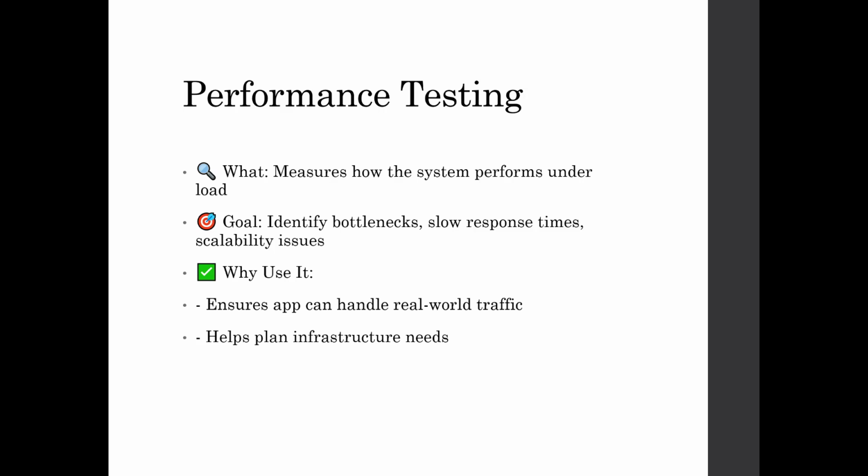A lot of the testing that we've talked about so far happens before release or during the pipeline on its way to production. Performance testing happens post-production, right? We've deployed it, it's out there, users are using it. So are there slow response times? Are there scalability issues? We can ensure our app can handle real-world traffic, and it really helps us plan our infrastructure needs.